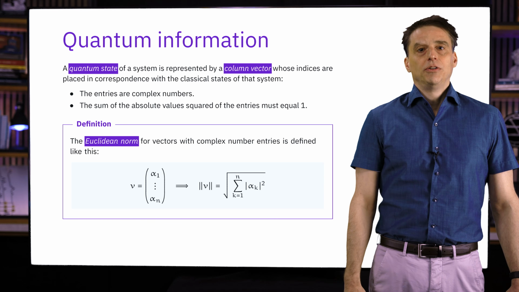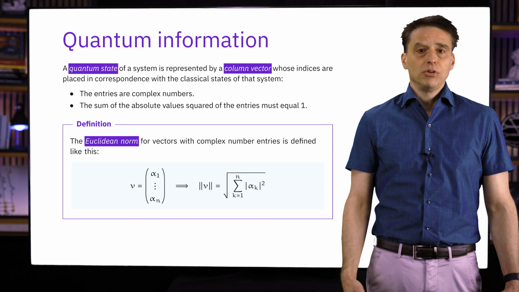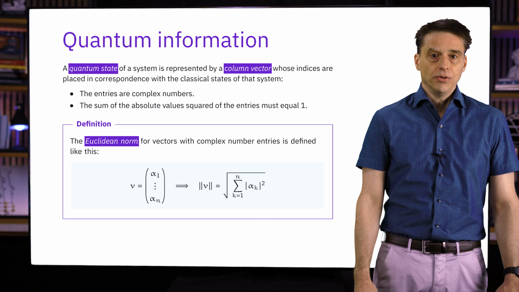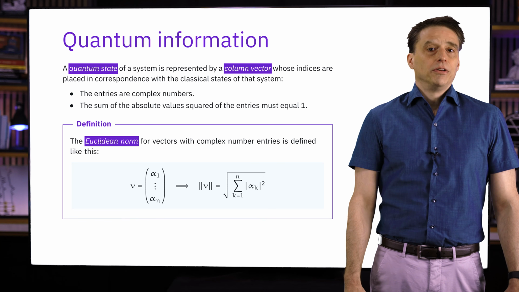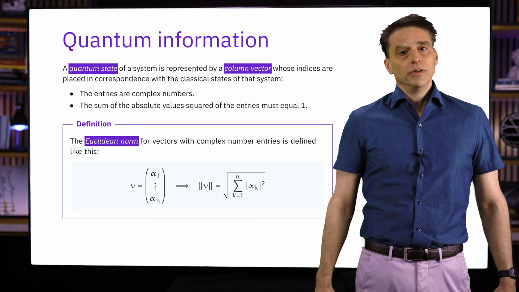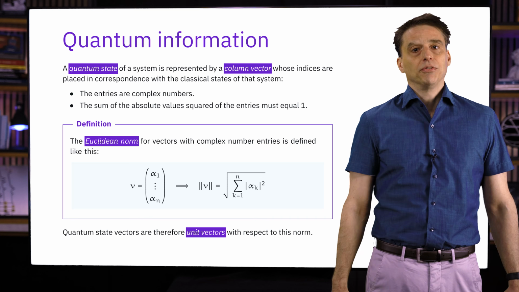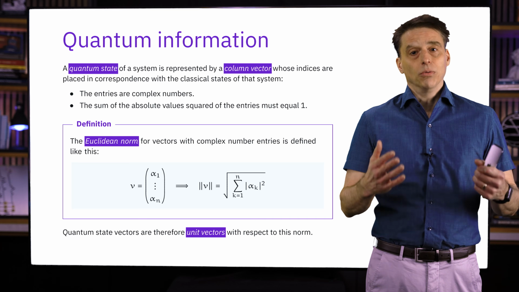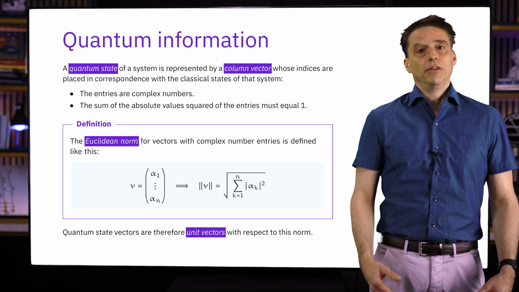And the way the Euclidean norm is defined is that it's the square root of the sum of the absolute values squared of the entries of the vector. So, another way to define what a quantum state vector is that a quantum state vector is a column vector having complex number entries whose Euclidean norm is equal to 1, which is to say that it's a unit vector with respect to the Euclidean norm.